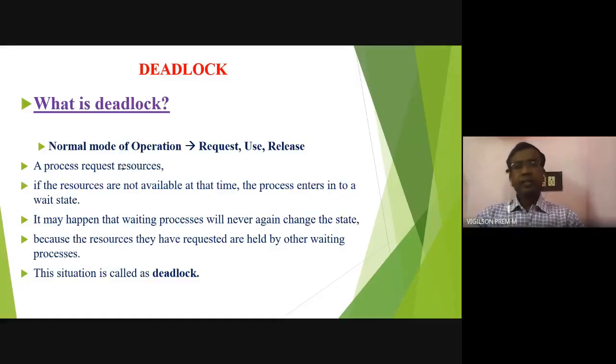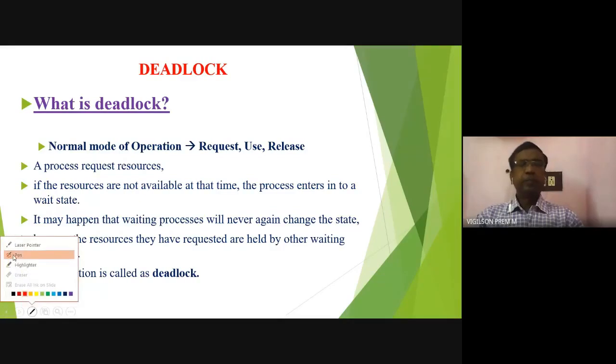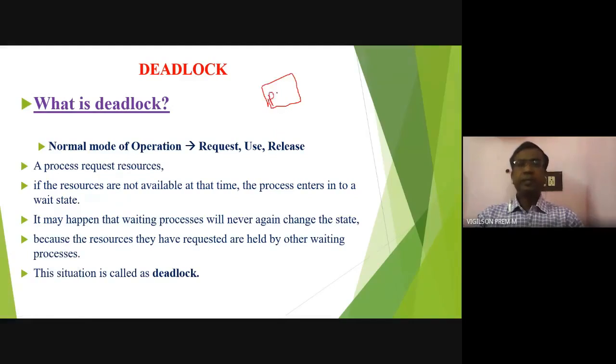Let us see what is deadlock. Normally, whenever a process is executing in CPU, consider a normal process P1 is executing in CPU. Suppose process P1 wants printer. What will it do? Process P1 will ask OS, I want printer to take printout.